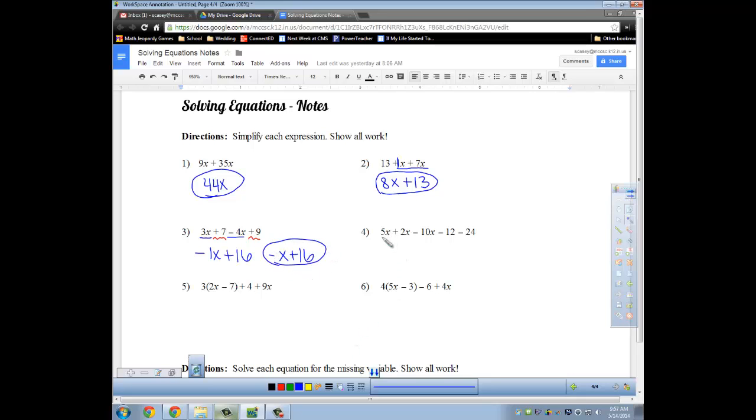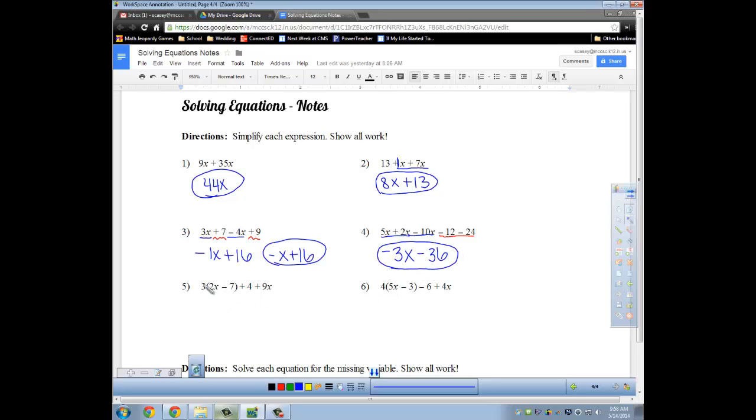Number 4, 5x plus 2x minus 10x. No other x's, so I'm good. 5x plus 2x is 7x. 7 minus 10 would give me a negative 3x. And then we have a negative 12 minus 24 is going to give us a negative 36.